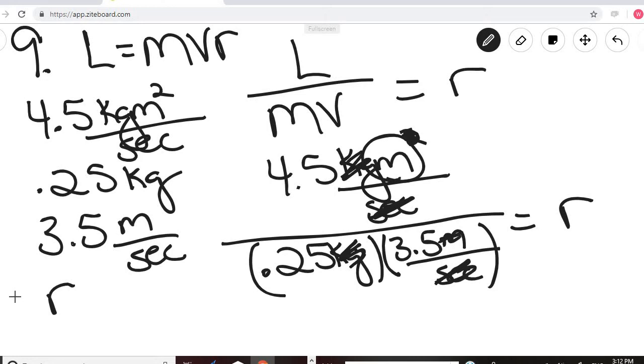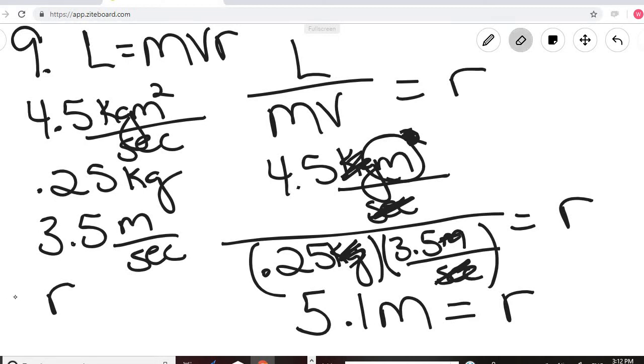So 4.5 divided by this and divided by that gives us, with two significant figures, 5.1 meters will equal r. So for the object moving around in a circle, the radius will be 5.1 meters.